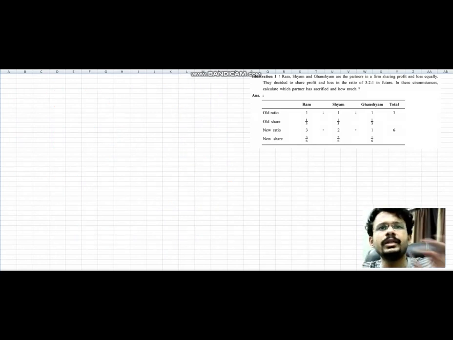I taught you both the things in the same way. Now you are just supposed to find out old ratio minus new ratio, nothing else. This is very simple. We discussed the theoretical portion and the sacrifice ratio and the gain ratio.